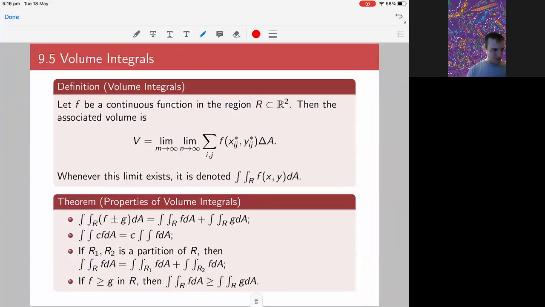All right. Now that we've defined volume integrals and we've looked at some of their properties, I wanted to briefly pause to see if anyone had any questions they wanted to bring up or comments they wanted to put forward. I'll leave maybe half a minute for that.